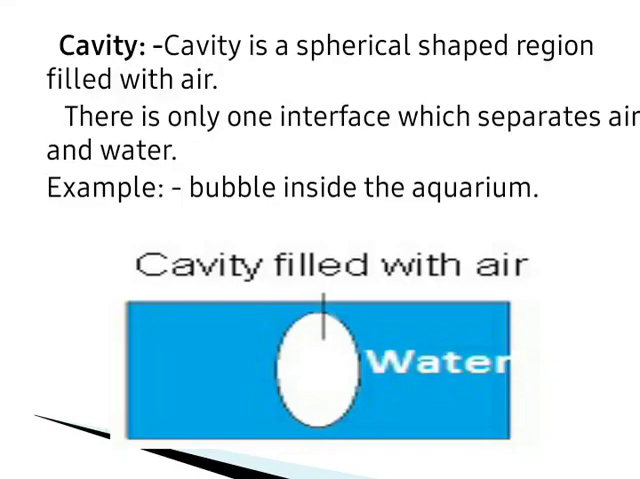Then, what is the nature of a cavity? It is a spherical shaped region filled with air. In the surroundings there is water and in the middle there is a cavity filled with air. There is only one interface, which separates air and water. An example is a bubble inside an aquarium.